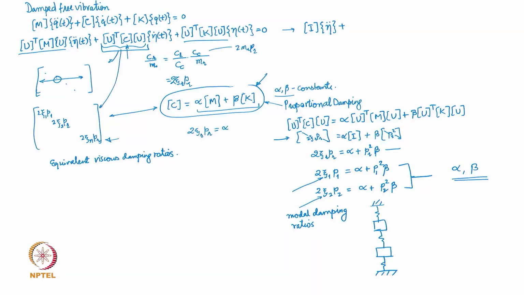But for a practical system, you do not have such a discrete lumped parameter model. The actual physical system is quite complex, and it is going to be very difficult for you to initiate the initial condition displacements at each of the points.